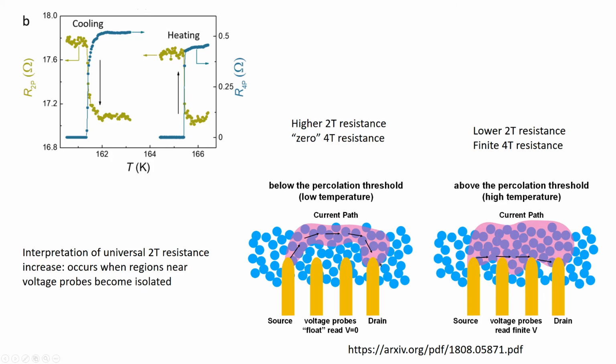So the idea that there would be a transition where the voltage probes become isolated, you would in fact predict that there should be an increase in the two-terminal resistance, and this is exactly what is reported, and this is seen apparently in all of the samples. So the higher two-terminal resistance is associated with this zero four-terminal resistance, and then the lower two-terminal resistance is coinciding with the finite or non-zero four-terminal resistance when the voltage probes are in fact connected to the current paths.